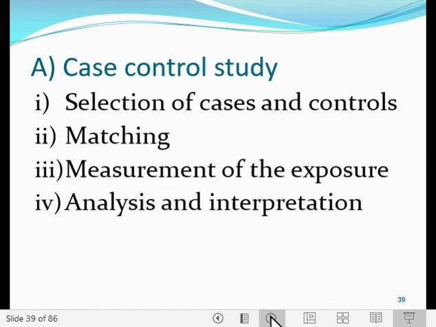There are 4 steps. First, the selection of cases and controls. Cases meaning people who have the disease, while controls means people who resemble the cases in all ways, but the only thing is the disease in them is absent. Then you match the cases and controls, then you measure the exposure and then do analysis and interpretation. We come to each step in detail.